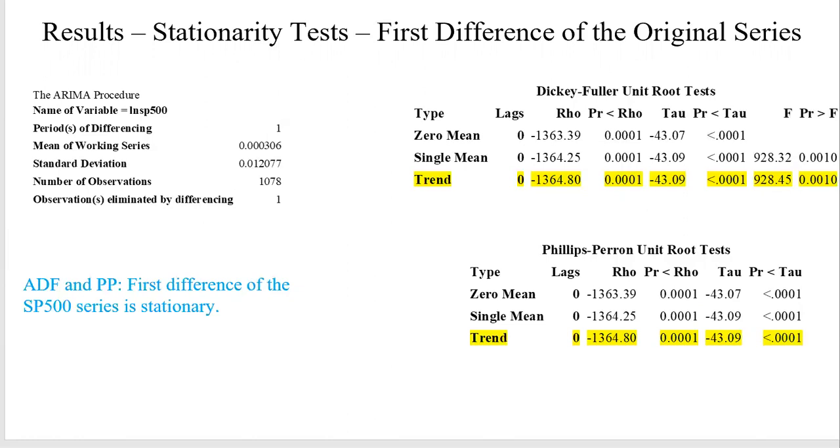We focus on the trend model for the test, which is highlighted in yellow. Please note that the p-value on the tau statistics is less than 0.01 or 1% for both ADF and PP tests. Hence, the hypothesis that the series is non-stationary is rejected by both tests. And the first difference of the S&P 500 series is stationary according to the ADF and PP tests.